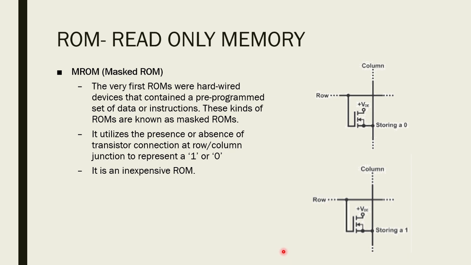So enhancement mode MOSFETs are used since the channels are not continuous, and the symbol is drawn in broken lines that indicates the discontinuous channel. See, the symbols are broken here. So that indicates the discontinuous channel. This procedure is costly and used only for large quantity orders.